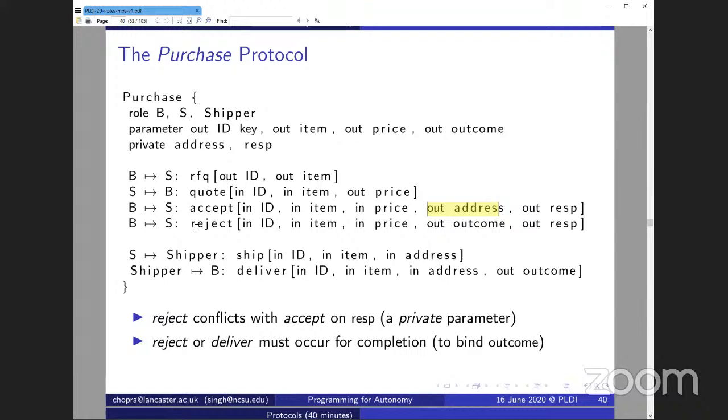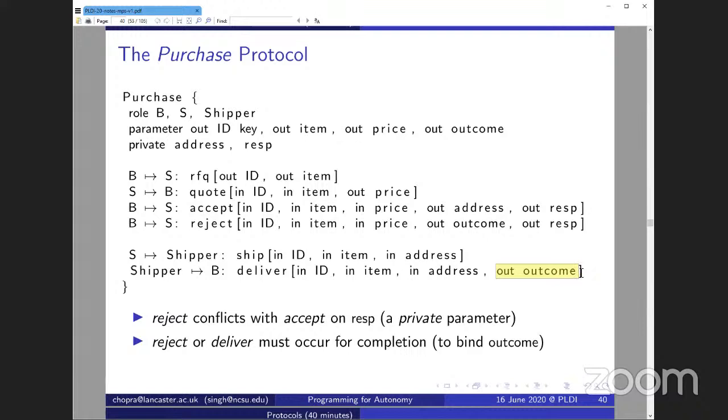I'm going to simplify some things here, but essentially, the seller can then go to the shipper and give a ship command to the shipper. It says, take this item of this ID and deliver it to this address. The shipper can go to the actual address of the buyer and deliver the item at that address. So when the shipper makes the delivery, that's the outcome of this whole protocol. We call it outcome just to indicate that it's an important parameter of the protocol. The transaction has ended happily.